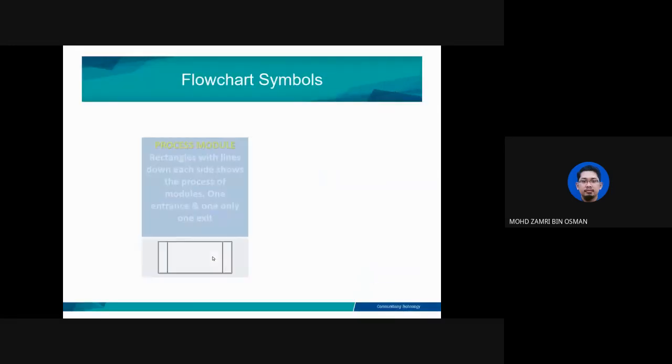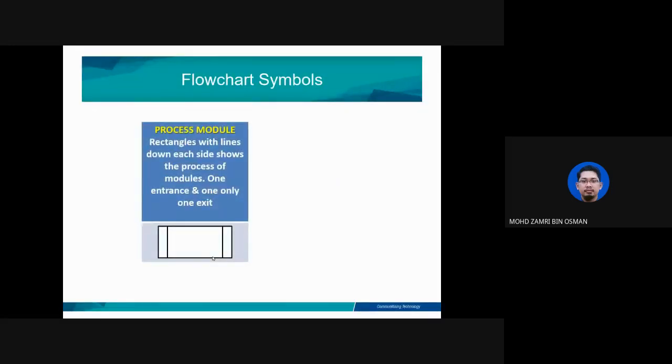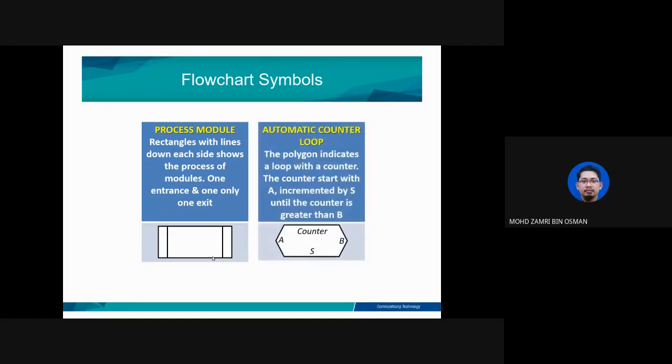Okay, so this is another one. Here is a process module. Rectangle with a line down each side shows the process of a module, one entrance and one exit. So this one is a counter looping. We have the symbol that represents the counter, the starting value, the increment, and also the conditions.